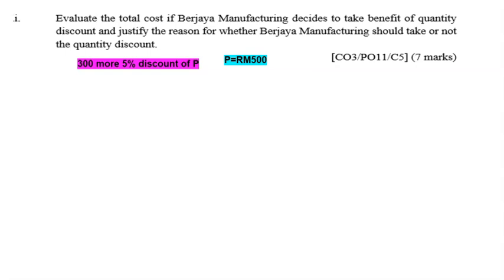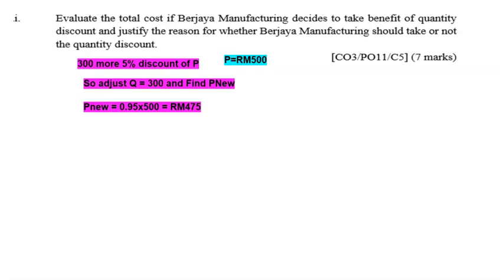Now let's do the second part with the discount of 5% if we buy 300 and more. So we need to adjust the Q. We cannot use the Q of 78, so we need to use the Q of 300 and find the new price with the discount. So the new price is with a 5% discount. So I use 0.95 times 500 and the new price is 475. Okay, so there's a discount.